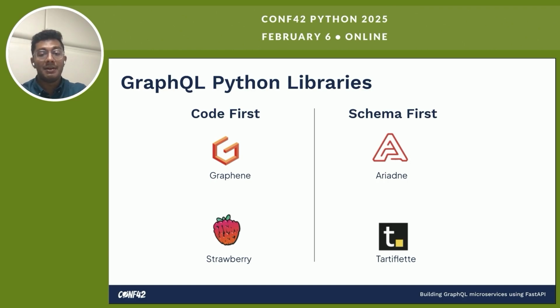And in the schema first approach, the GraphQL schema is written separately using SDL, and the schema acts as a blueprint, and resolvers are implemented in Python to handle the logic. This approach is beneficial for teams that want a clear separation between the schema and the backend business logic.